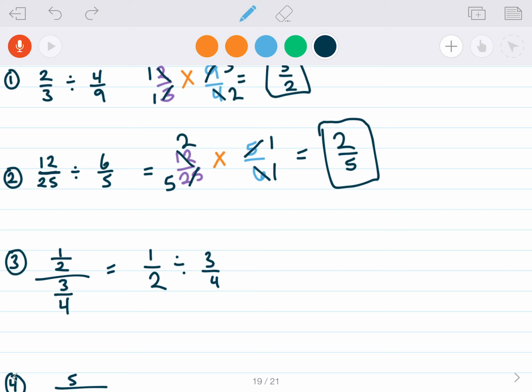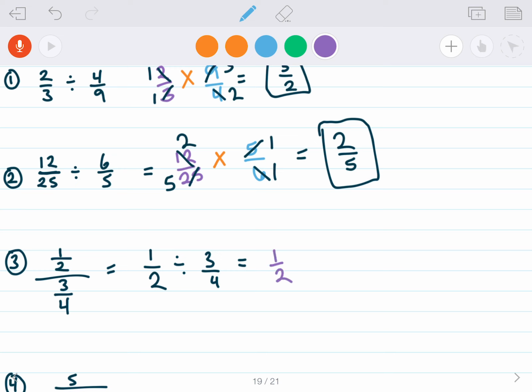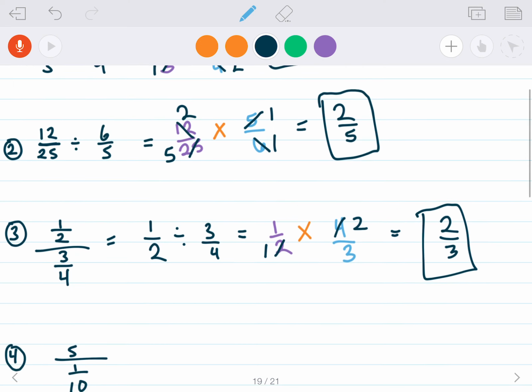So now since I have this, I'm going to do my keep, change, flip. So I'm going to keep the first fraction, change division to multiplication, and flip the second fraction. Now I'm going to inspect my diagonals to see if I have any common things that I can divide out. 1 and 3, I don't have anything I can reduce there. But 2 and 4, both 2 and 4 can be divided by 2. 2 divided by 2 is 1, 4 divided by 2 is 2. Multiply straight across, 1 times 2 is 2, 1 times 3 is 3. That's my answer, 2/3.